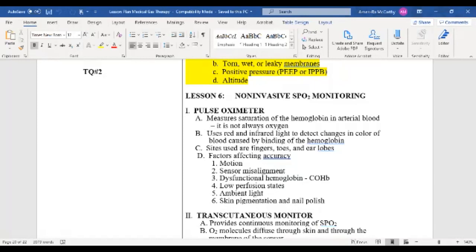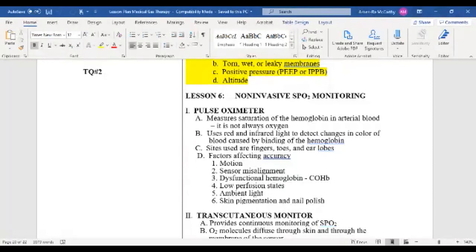It uses a red and infrared light to detect the changes of color in the blood by bonding of the hemoglobin. As the blood changes color, the redder it is, the more saturated with oxygen it is. Remember we said that? Systemic side is red because it's fully saturated. The darker it is, the less saturated it is, okay? We can put the pulse ox on the fingers, the toes, or earlobes, okay? You can put them on their finger, all 20 digits, hands and feet, right? Or you can put it on their earlobes. Some people have some that go on their forehead, all right? You can read the oxygen in the forehead.